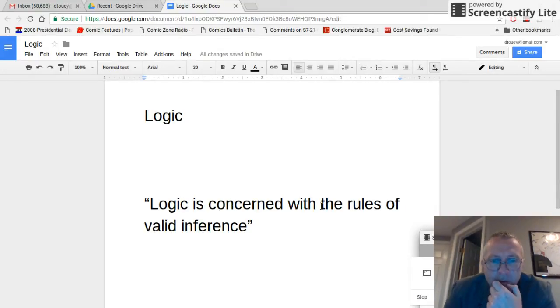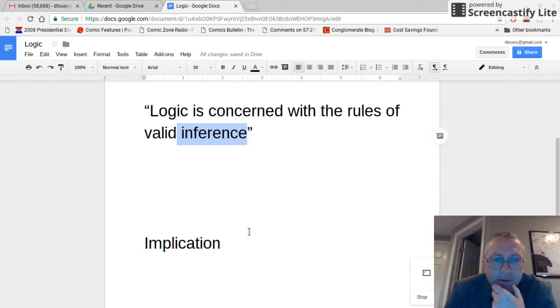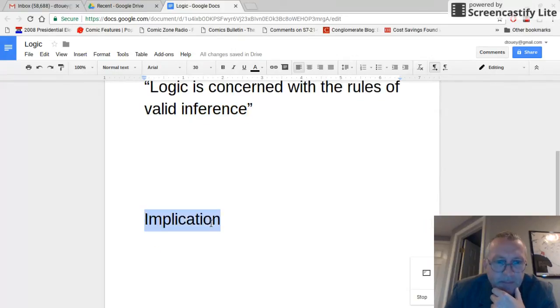And here, the rules of valid inference. We already have talked about that word. But there's another word. It's just sort of like the companion word to inference. And I felt bad leaving it out because it's so important, and that's the word implication.